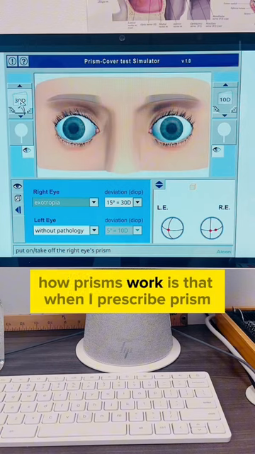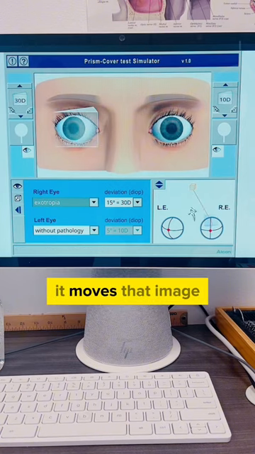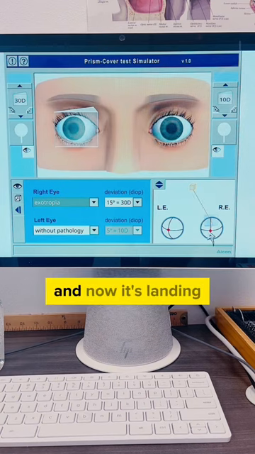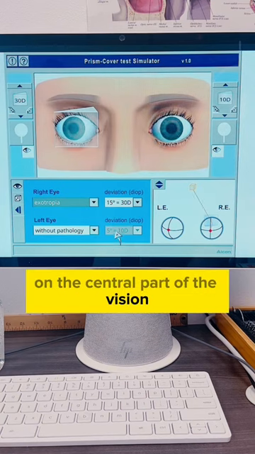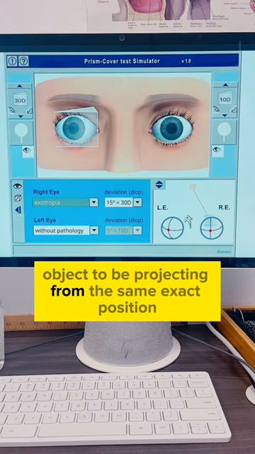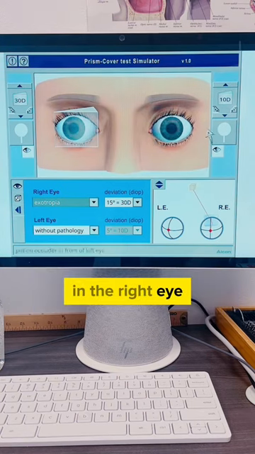So how prisms work is that when I prescribe prism, it moves that image. So I prescribe prism to the right eye. See, it moves the image to the right, and now it's landing on the central part of the vision. And that's where your brain would be able to perceive that object to be projecting from the same exact position in the right eye and in the left eye.